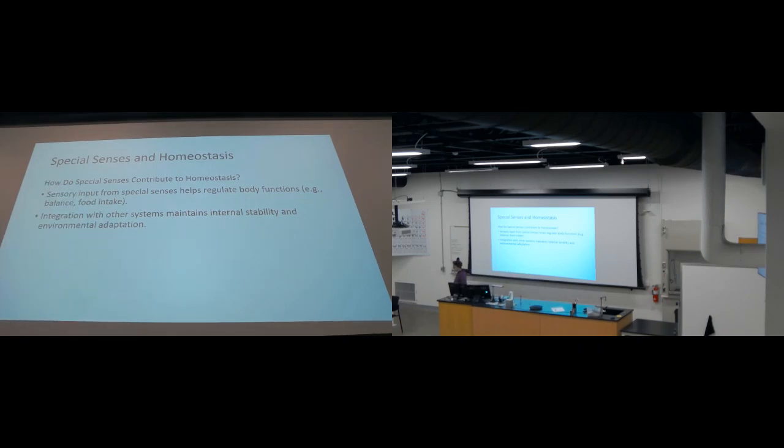So then how do the action potentials lead to homeostasis? Well, in several ways they contribute to homeostasis. For instance, part of the function of the vestibulocochlear nerve is to help us maintain balance. If we maintain balance, we don't fall, we don't break our bones. That helps us to maintain homeostasis.